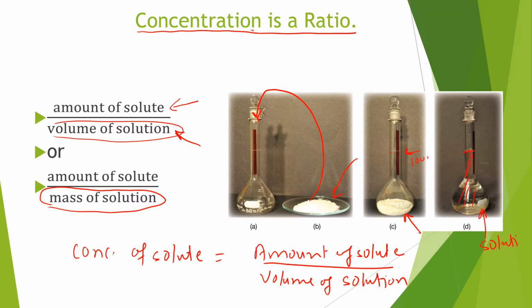So now if we want to calculate the concentration, we will take the mass of this solute, which can be measured before we dissolve. This mass will be in grams, and then we divide with the volume of this solution. For example, if this volume is 100 ml, we will divide that quantity by 100 ml. So this ratio will give us the concentration of the solute.